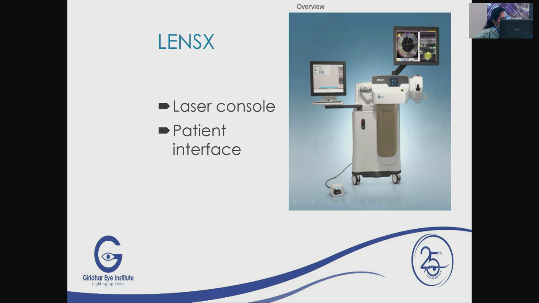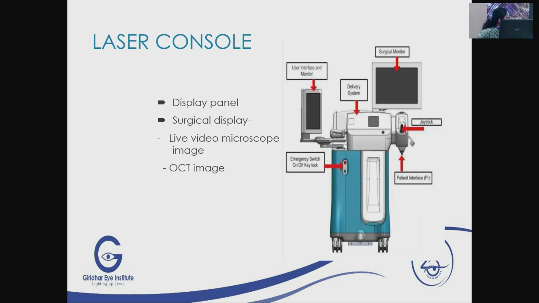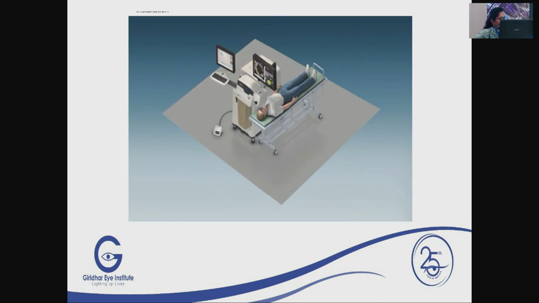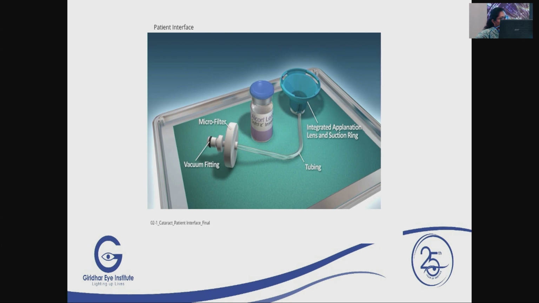So coming to the machine proper, the LensX machine has a laser console and a patient interface, basically. This is the laser console, which has a monitor, a display panel, and the machine as such. The laser delivery is done from this area. And there is a patient interface area where the patient will be lying down like this. The patient interface will be going into the patient's eye, and the docking is done from the patient side, and the patient is lying down like that. And this is the patient interface or the PI.